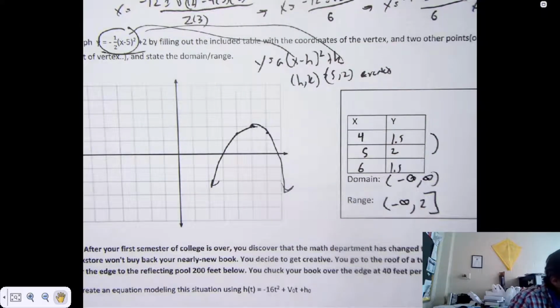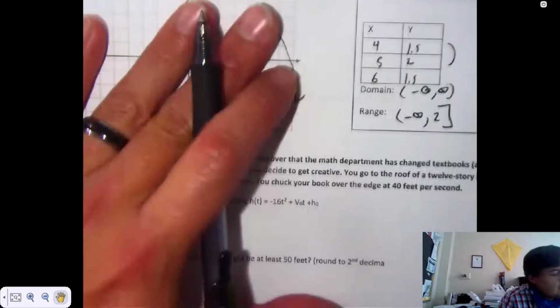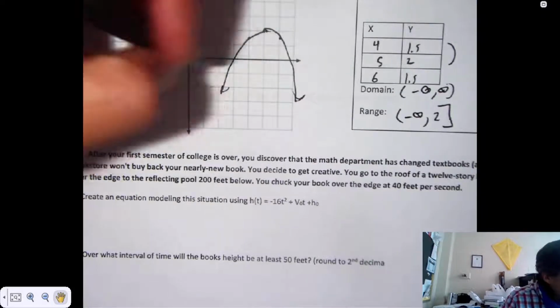Number 11. So there's some text there. You can read that on your own, right? But there's some information given.